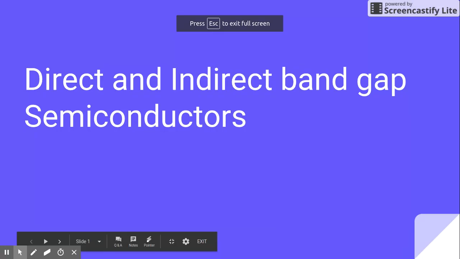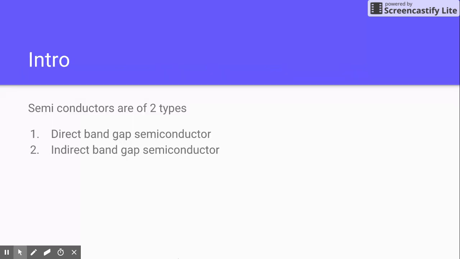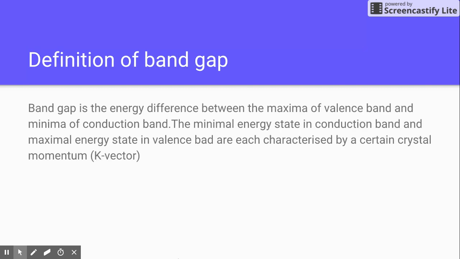Now we are going to discuss direct and indirect bandgap semiconductors. Introduction. Semiconductors are of two types: direct bandgap semiconductor and indirect bandgap semiconductor. What is bandgap? Bandgap is the energy difference between the maxima of the valence band and the minima of the conduction band.